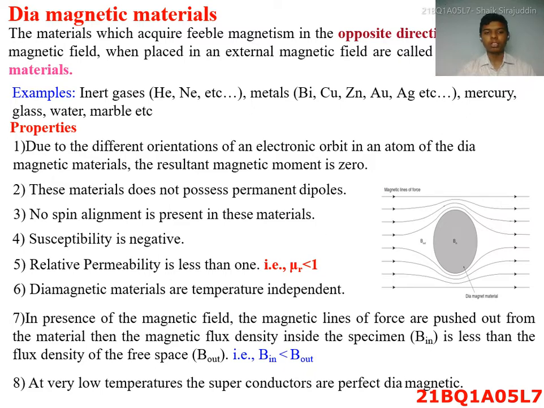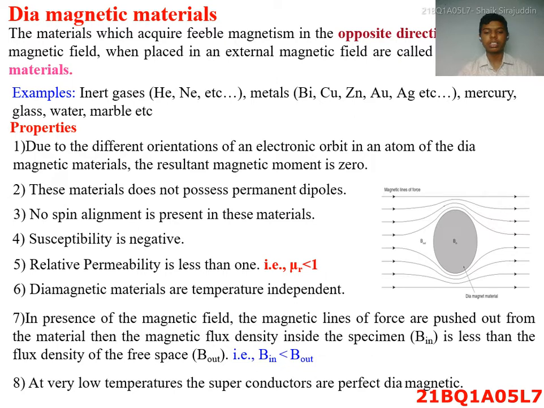Properties. Due to different orientation of electronic orbits in an atom of diamagnetic materials, the resultant magnetic moment is zero. These materials do not possess permanent dipoles. No spin alignment is present in this material. Susceptibility is negative. Relative permeability is less than 1, i.e. mu r is less than 1.